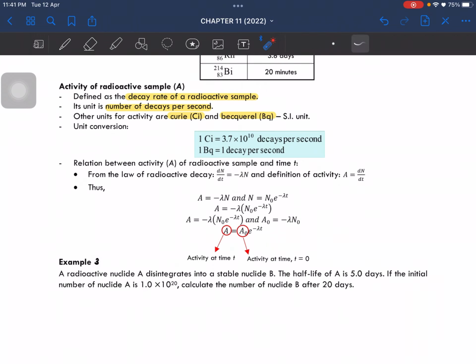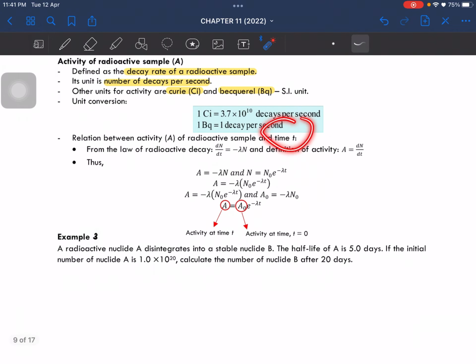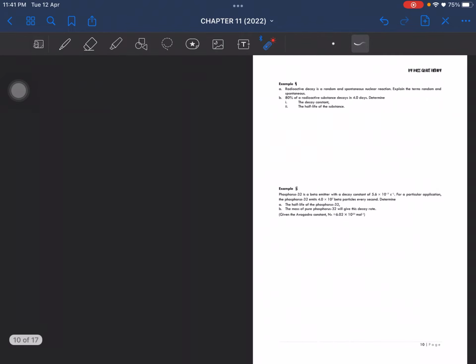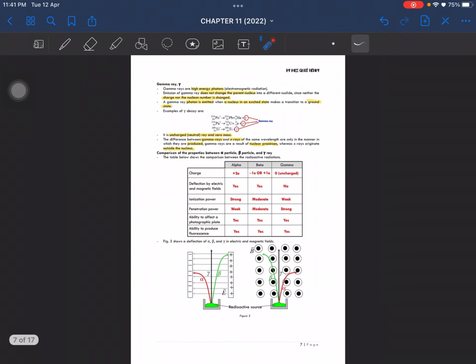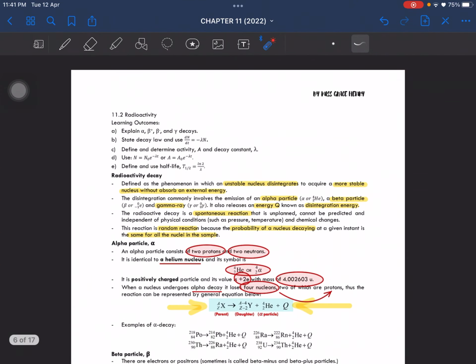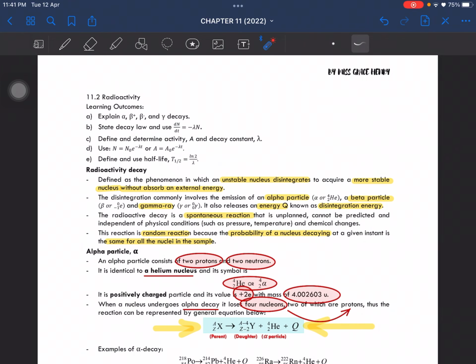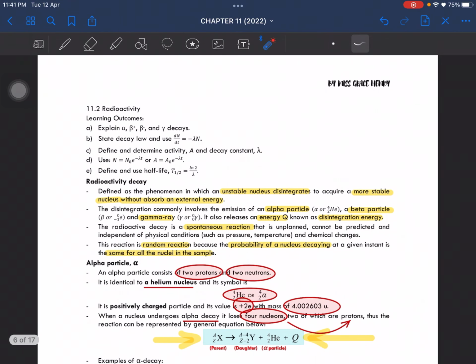Okay, so the unit conversion, 1 curie is 3.7 times 10 to the power of 10 decays per second. 1 becquerel is 1 decay per second. So the relationship between activity of a radioactive sample and time is shown here. Okay, so this is the equation where you calculate the activity of a radioactive sample lah. All right. Yep, that is on our subtopic number 2, which is on radioactivity. If you are confused on this, we just need to look through the examples so that you can understand more lah.